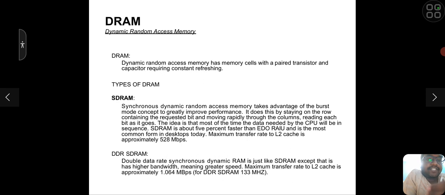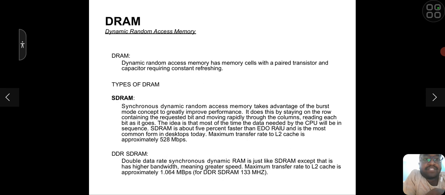It does this by staying on the row containing the requested bit and moving rapidly through the columns, reading each bit as it goes. The idea is that most of the time the data needed by the CPU will be in the sequence. SDRAM is about 5% faster than EDO RAM, and it is the most common form in desktops today. The maximum transfer rate to L2 cache is approximately 528 MB per second.